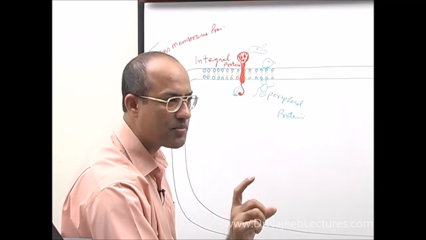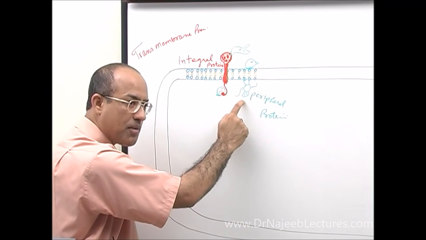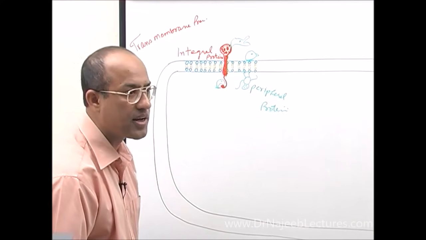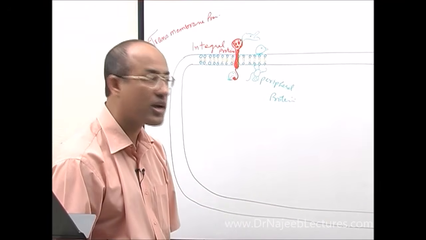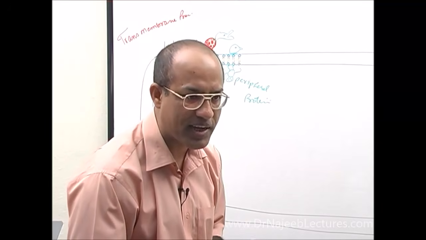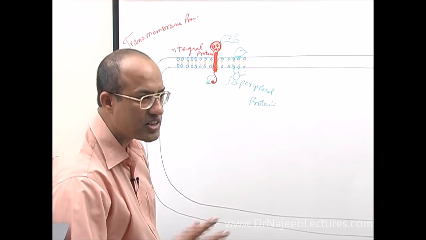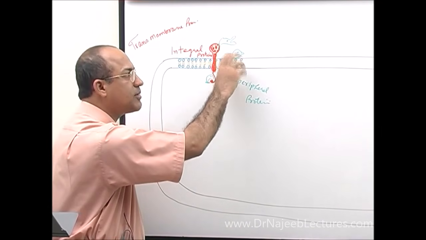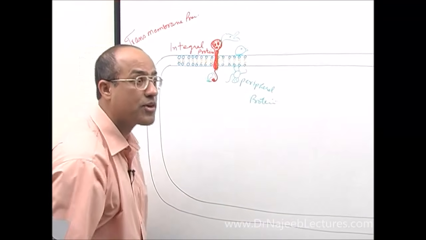They are loosely attached with the membrane, and they may be attached on the external side or the internal side of the membrane. These peripheral proteins are attached with the membrane in non-covalent ways. If they were attached covalently, they would be strongly attached, but they are non-covalently attached, and they can be easily shaken away from the membrane. They can be easily removed, just by changing the ionic composition or changing the pH, you can remove the peripheral proteins.